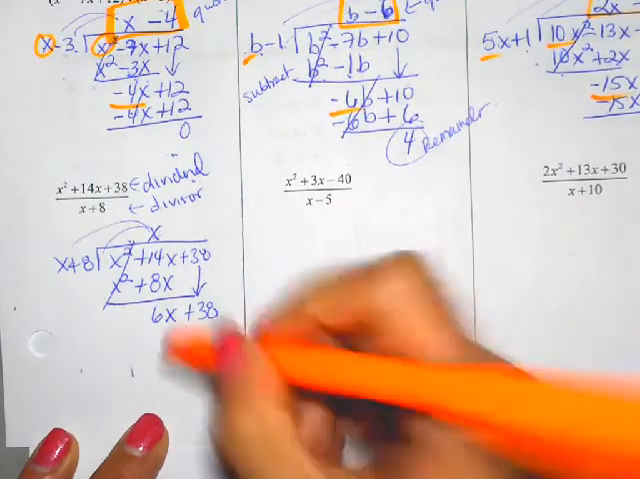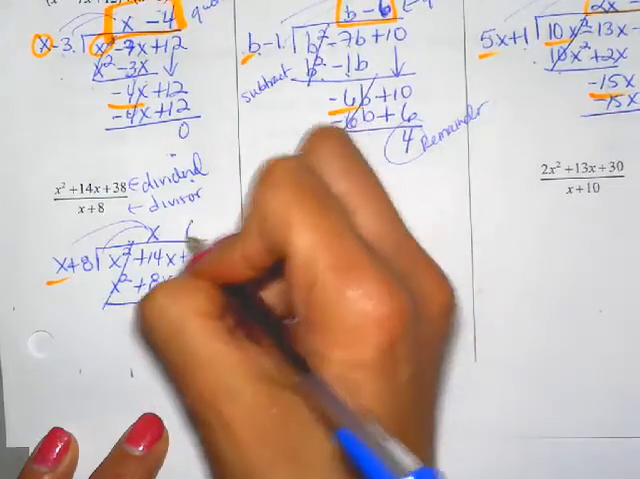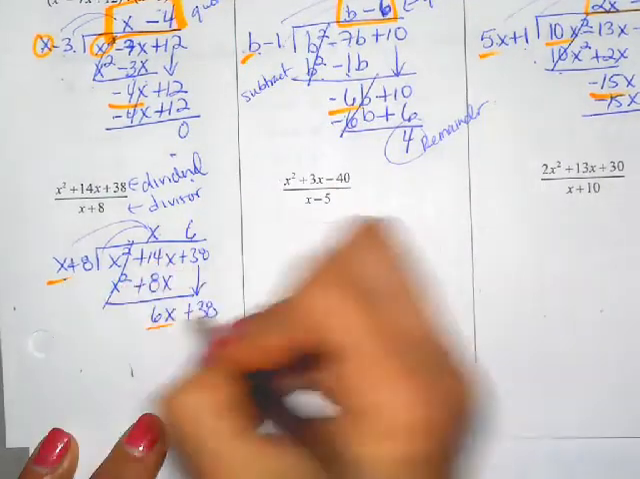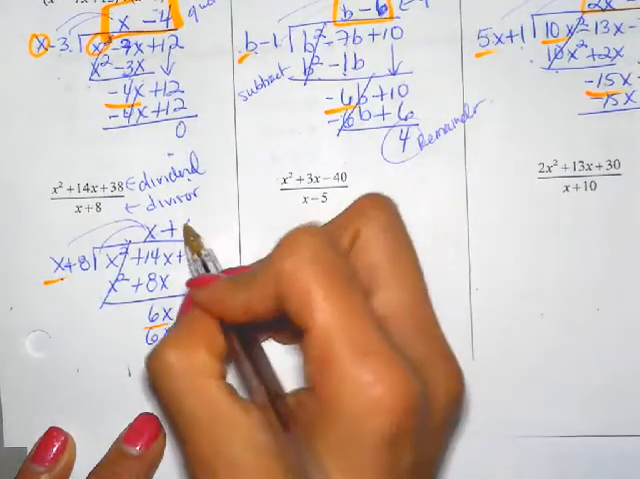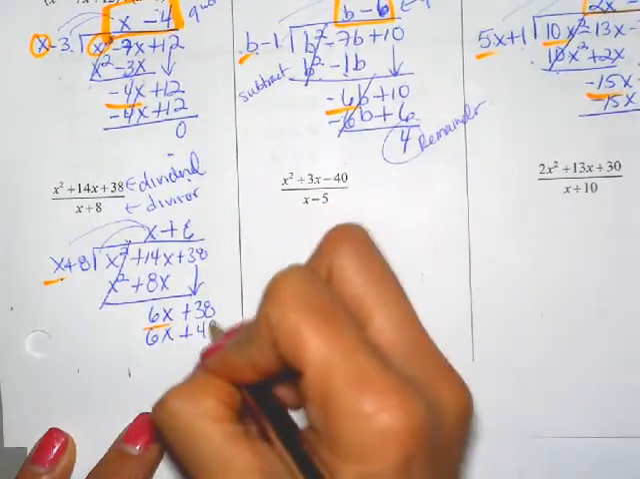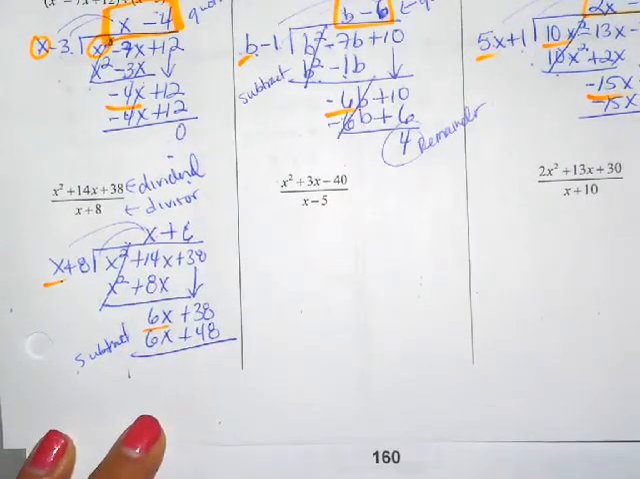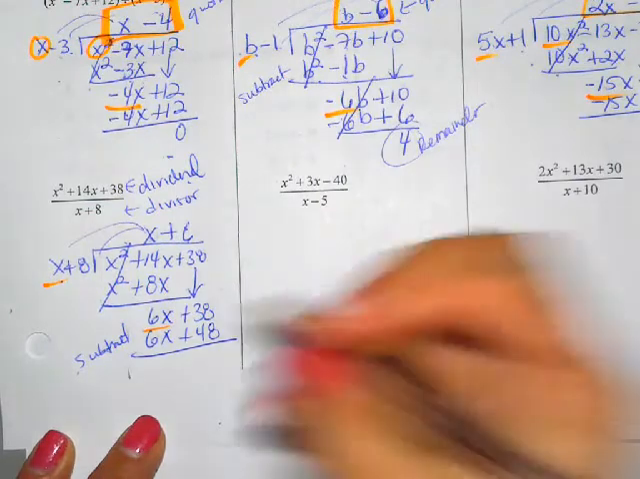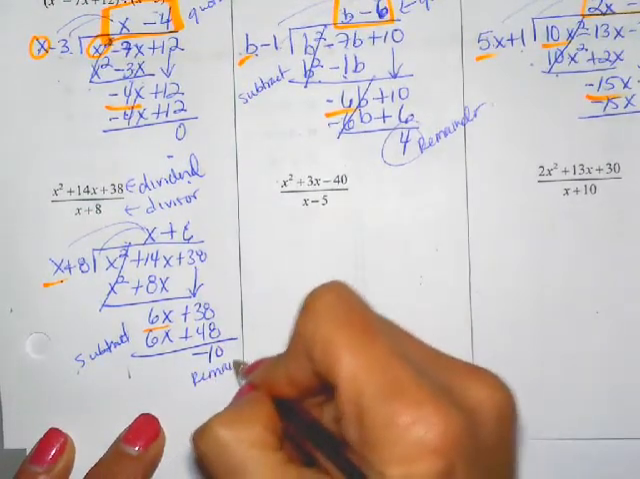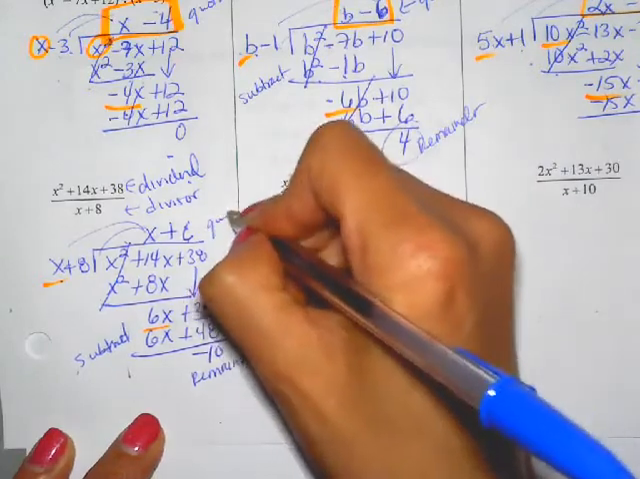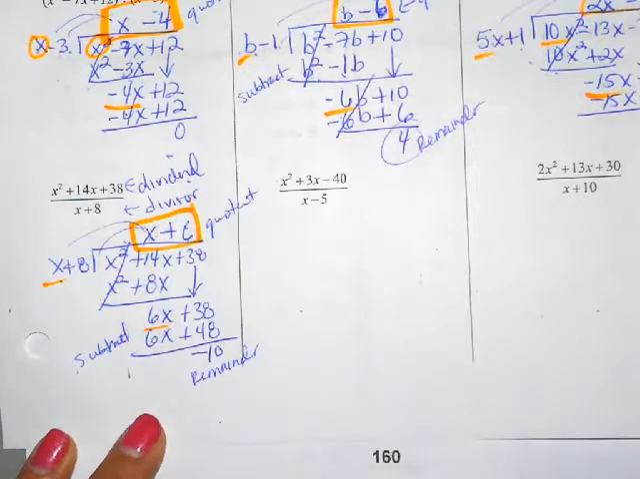And again, focus on the first term, 6x, 1x. 6 times x will give me 6x, and it's a positive 6, so put plus 6. 6 times 8, positive 48. Then subtract or take the difference. That'll be negative 10. So this is my remainder, negative 10. And this is the quotient, my answer, x plus 6.